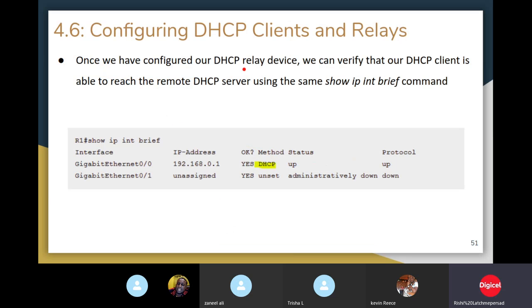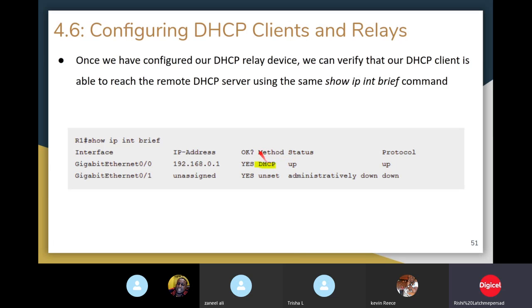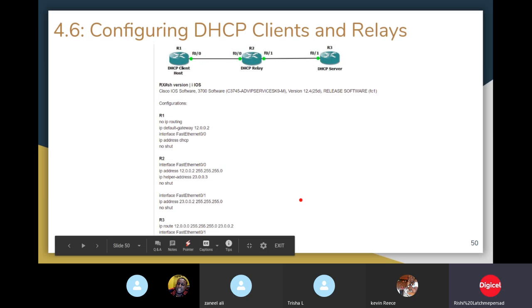Once we have configured our DHCP relay device, we can verify that our DHCP client is able to reach our remote DHCP server using the same show ip int brief command. So we basically go on the client, which is the device that needs to get an IP address, and we put in the same command that we learned a while back, which was ip address dhcp. So you see the method as DHCP here, just as before, and we also see the IP address showing up here. Once you see an IP address show up here, you know this DHCP relay process is working. And that's the way to verify that the relay client is working.